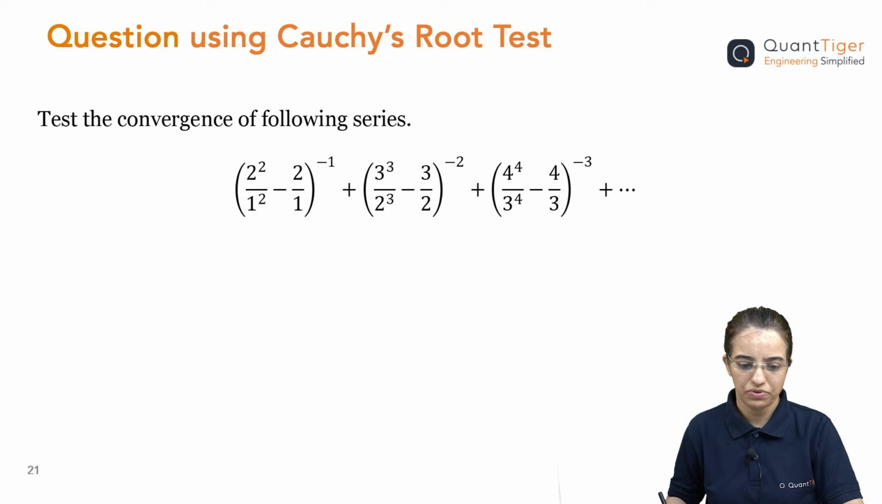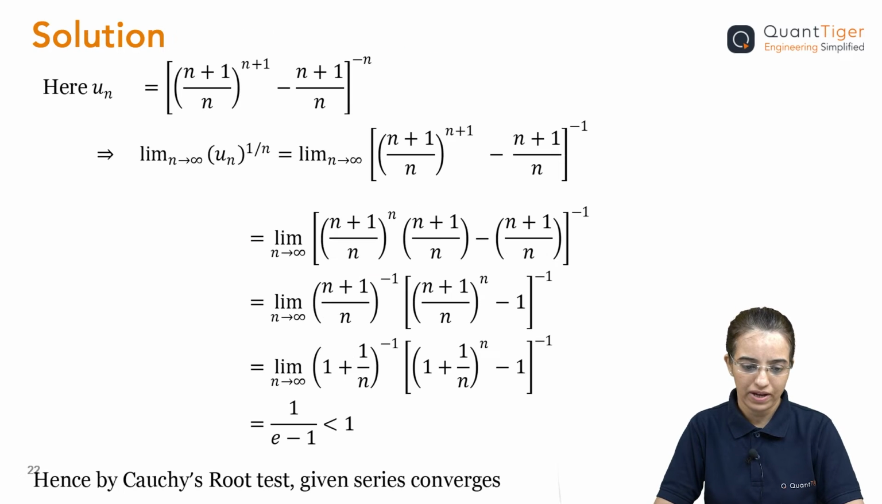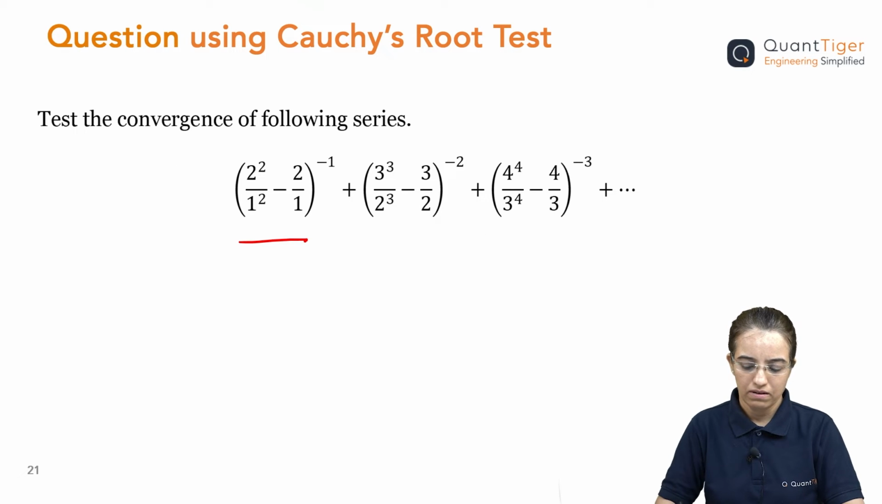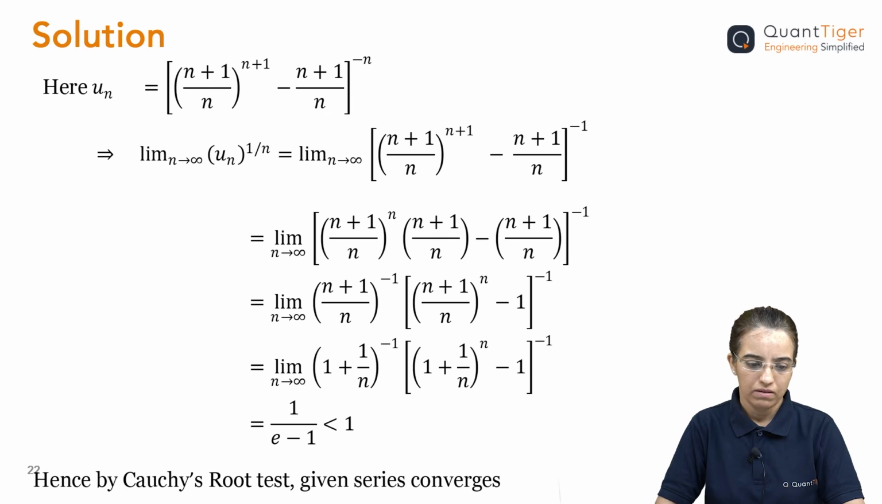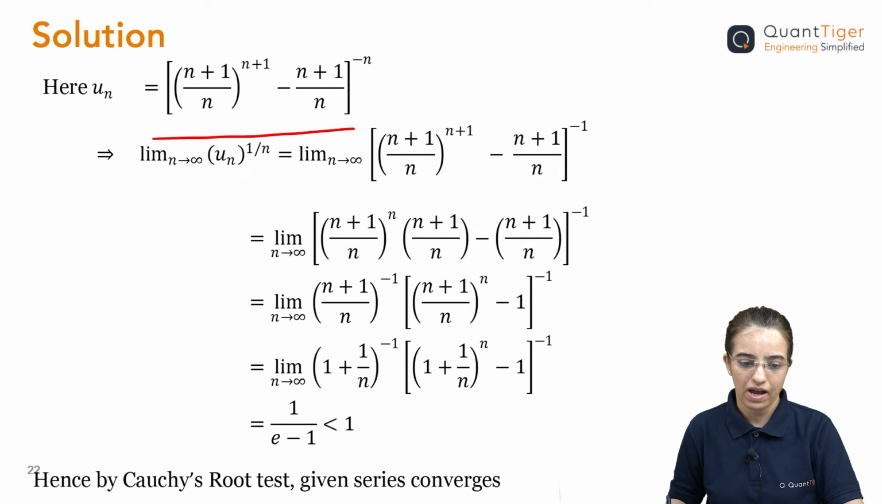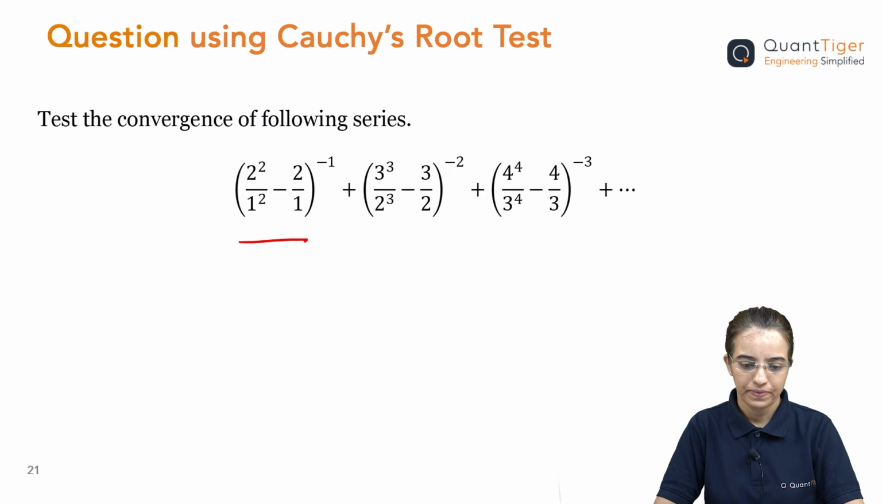Here the series is given. As you see, each term has some power like -1, -2, -3, and it is an infinite series. If you look at the pattern of this series, we should be able to write u_n. By looking at the pattern, I have written here (n+1) upon n, and each term is written like that.